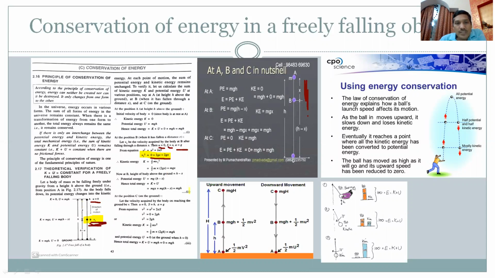So how much is the potential energy? Tell me. बोलिए. How much is the potential energy of the falling body at point B? mgx? Why mgh now? It is not mgh. Height is not h, it has traveled x. Sir, mgx? It is not mgx also.